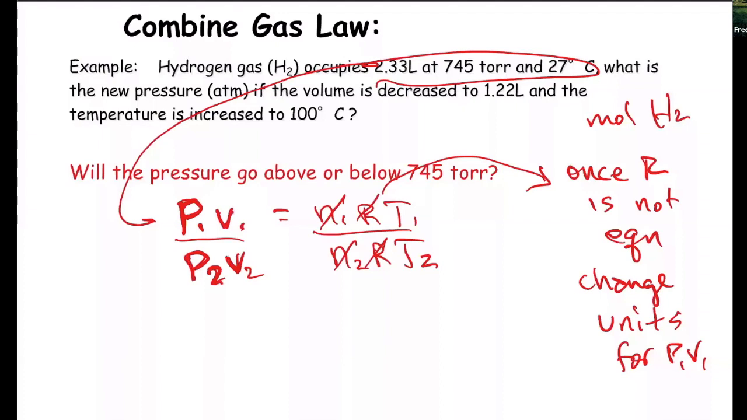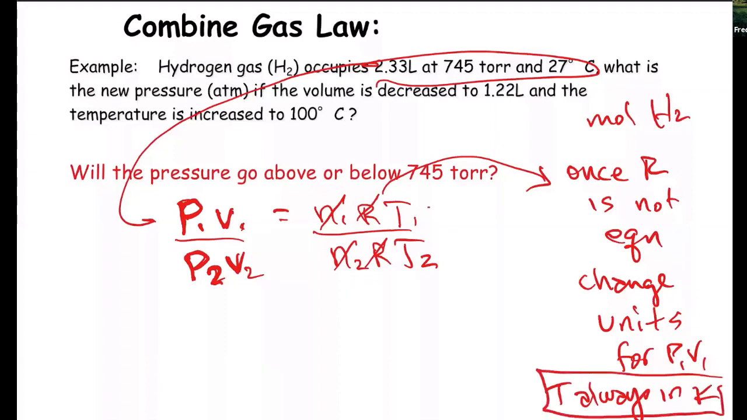And R has a certain set of units in it: liters, atmosphere, moles. Temperature always has to be in Kelvin. You cannot say, okay, I have degrees Celsius up here, I have to have degrees Celsius down here. It doesn't work that way. Temperature has to be in Kelvin.